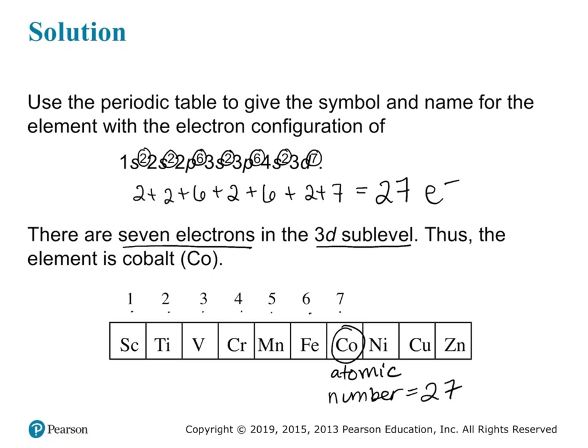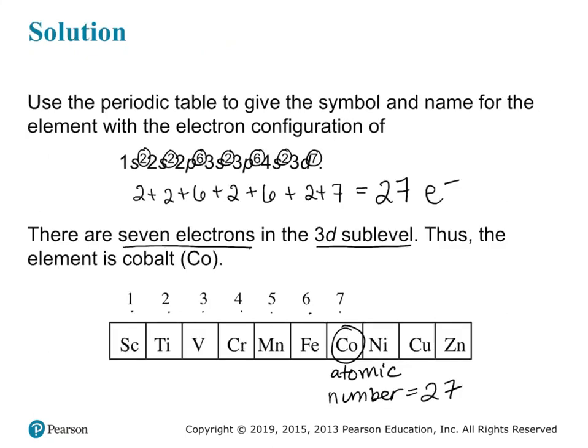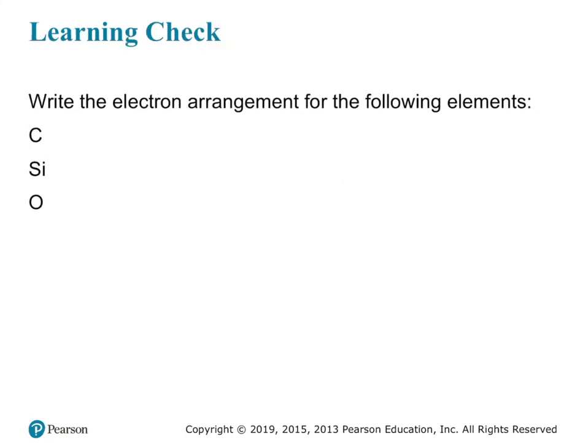Okay, so I think we're going to stop there today. Actually, let's do one more problem. So I encourage you to try to write the electron configurations for the following elements: carbon, silicon, and oxygen. And the solution slide is on the next slide, so you can check your answers. But I think I'm going to end the video here.